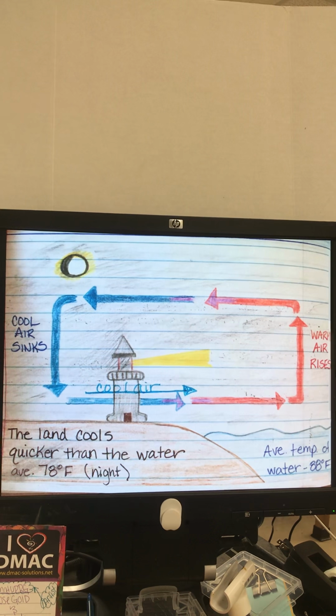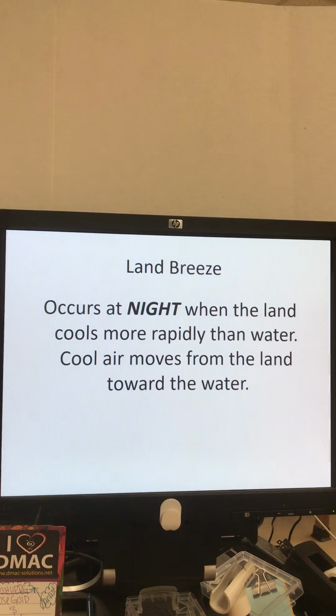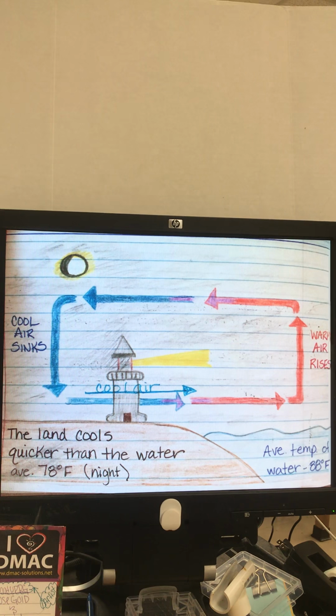You can see here in this little picture where the land cools quicker than the water. Temperature of the water being about 88 degrees Fahrenheit. The land is cooled down to 78 degrees at night, and so that cool air, it travels out from the land out over the ocean and then rises up, and you have this circular pattern of air current moving from the land to the water, and we call that land breeze. So land breeze, you see it's coming from the land to the water.